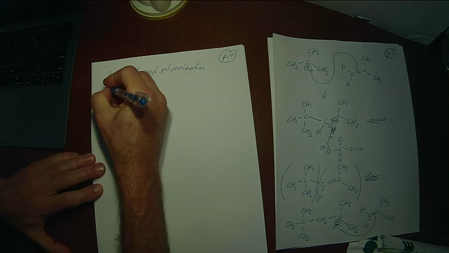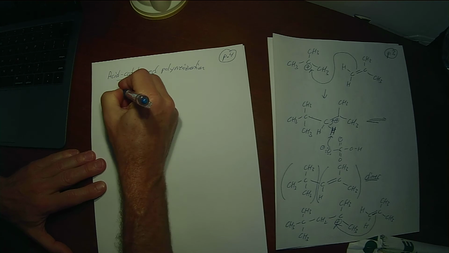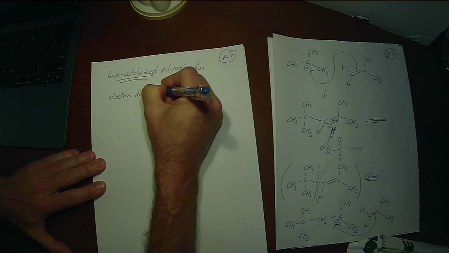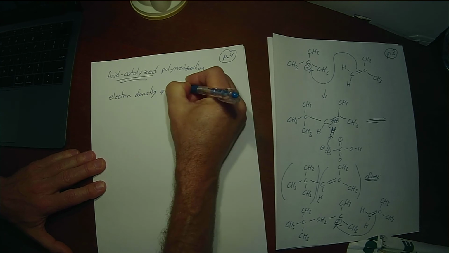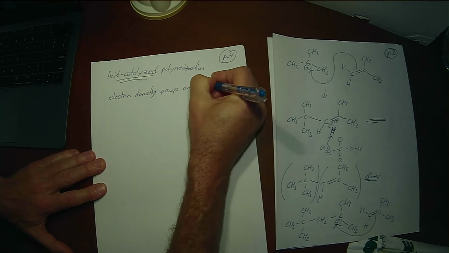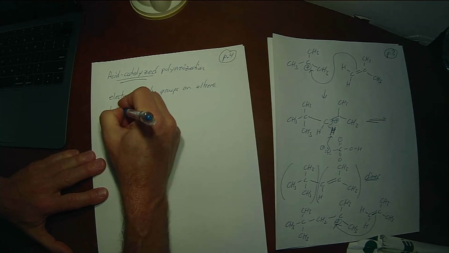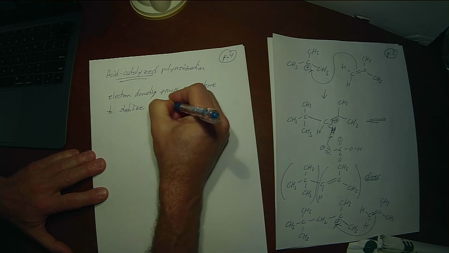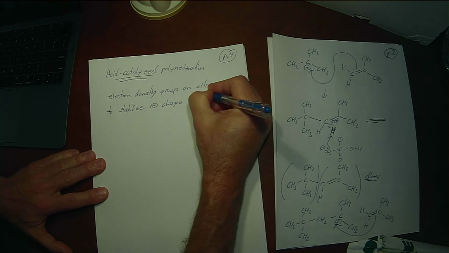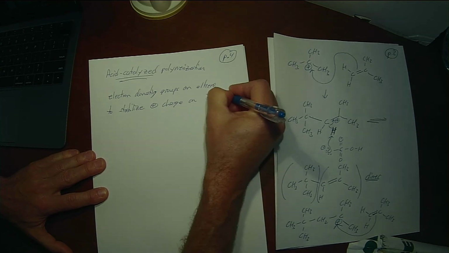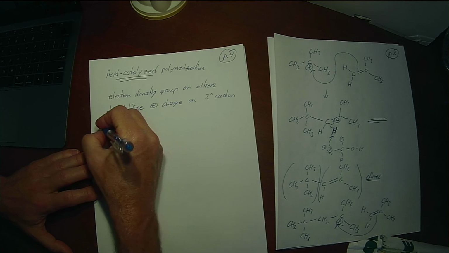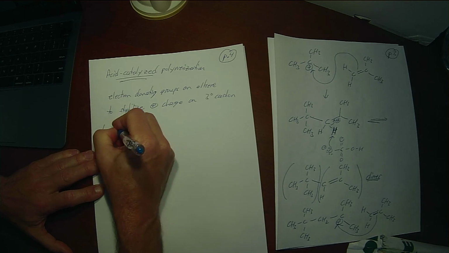And it works because we've got electron donating groups on the alkene, and those stabilize that charge, right, on the tertiary carbon. And really, the length of the polymer depends on the yield of the reaction.